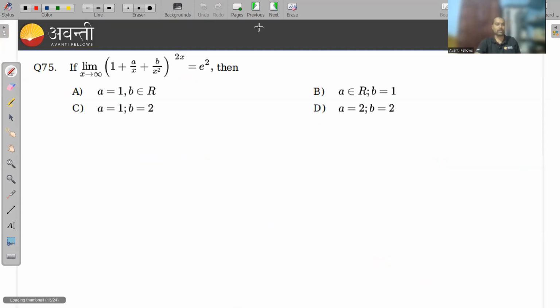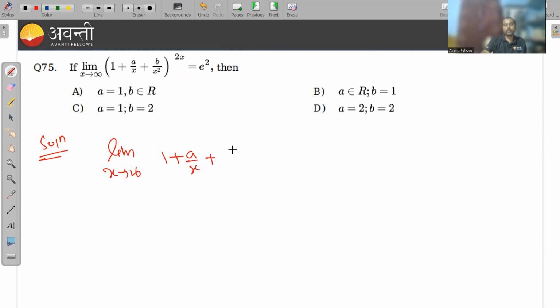Let's move to the next question. Question number 75. If the limit as x extends to infinity of 1 plus a by x plus b by x square, whole to the power 2x, is equal to e square. It is given. Then you need to find the value of a and b.